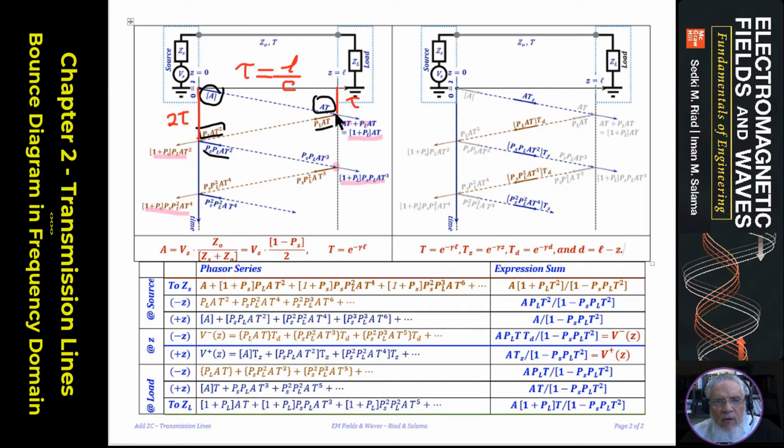So the first arrival here will be after 1 tau. There it is. The first arrival or first reflection coming back at the source end will be after 2 tau. Back and forth, 2 tau. So this is actually 3 tau. And this one here is 4 tau, and so on and so forth.